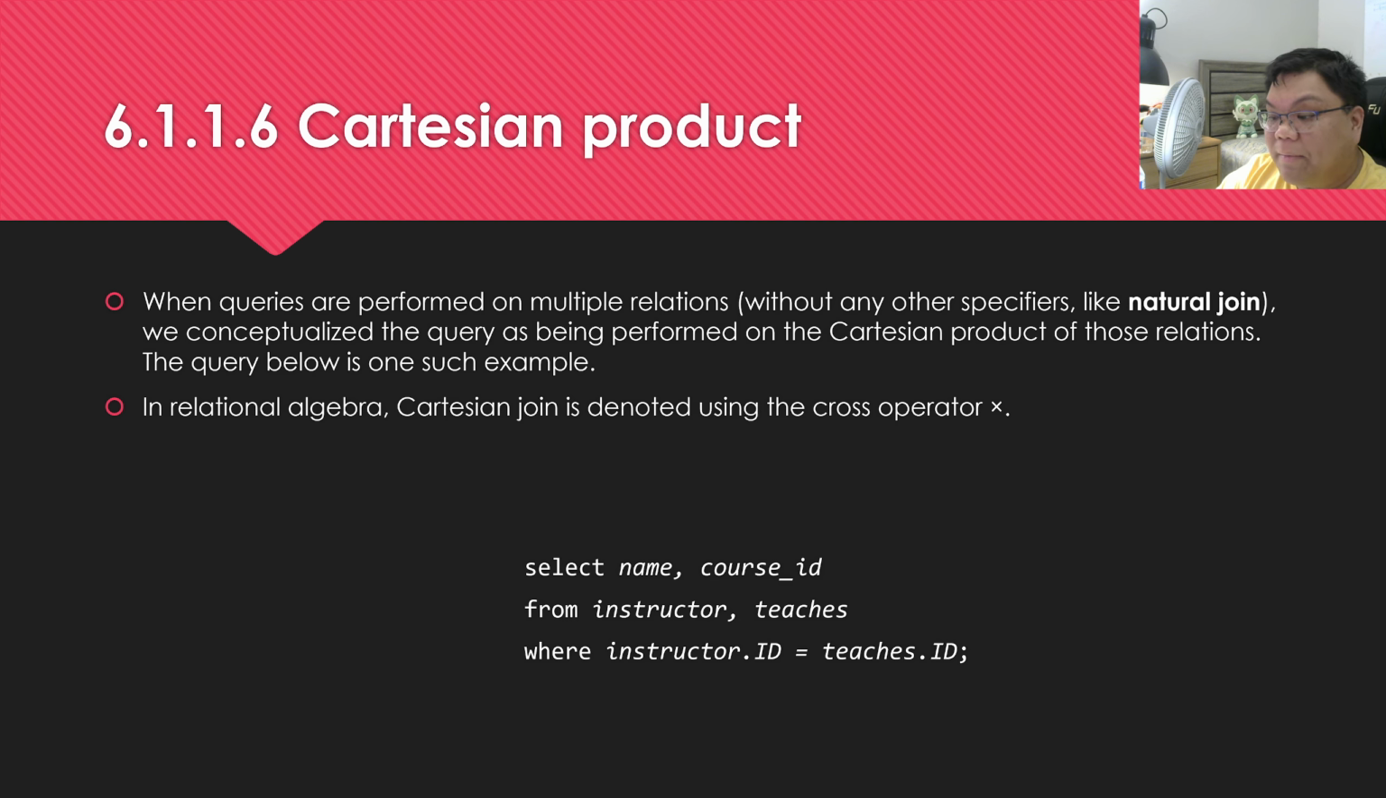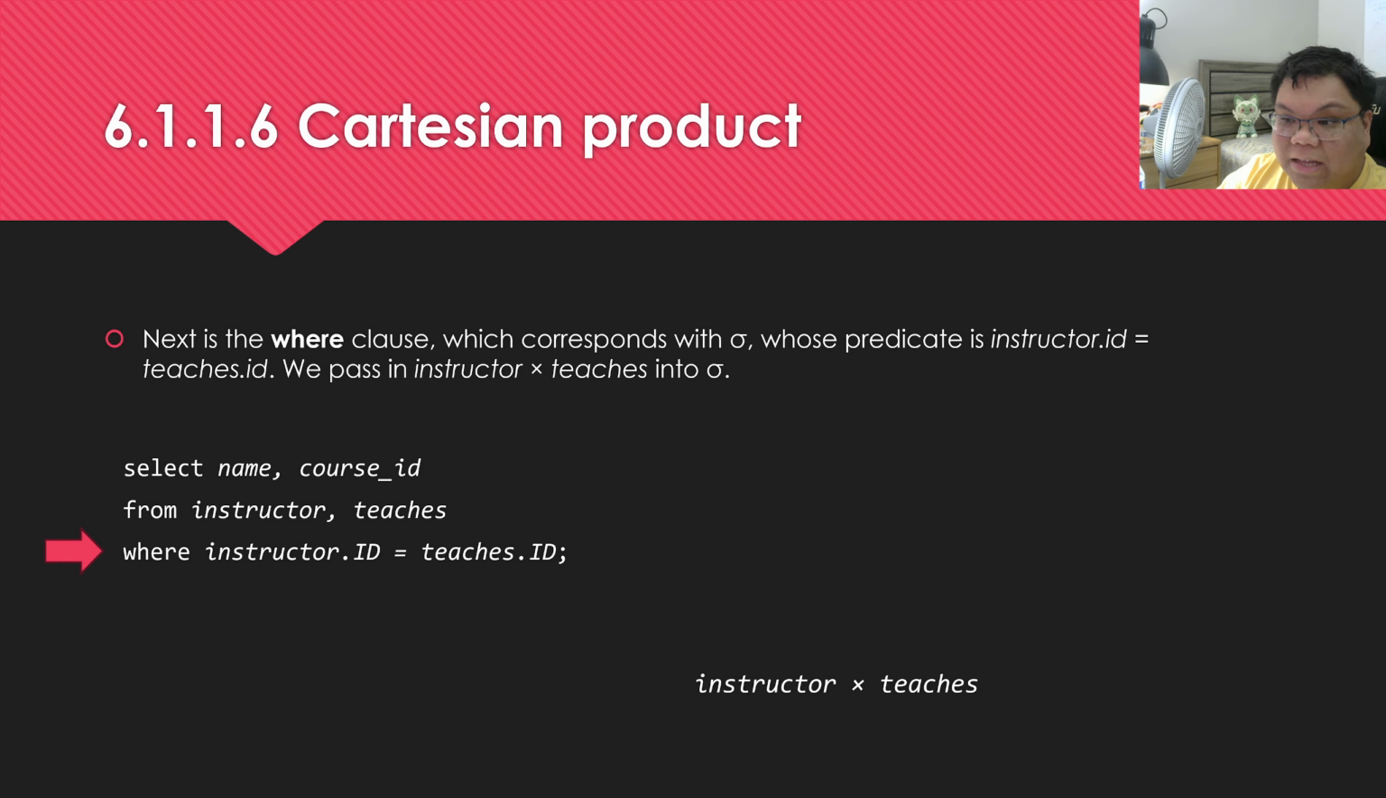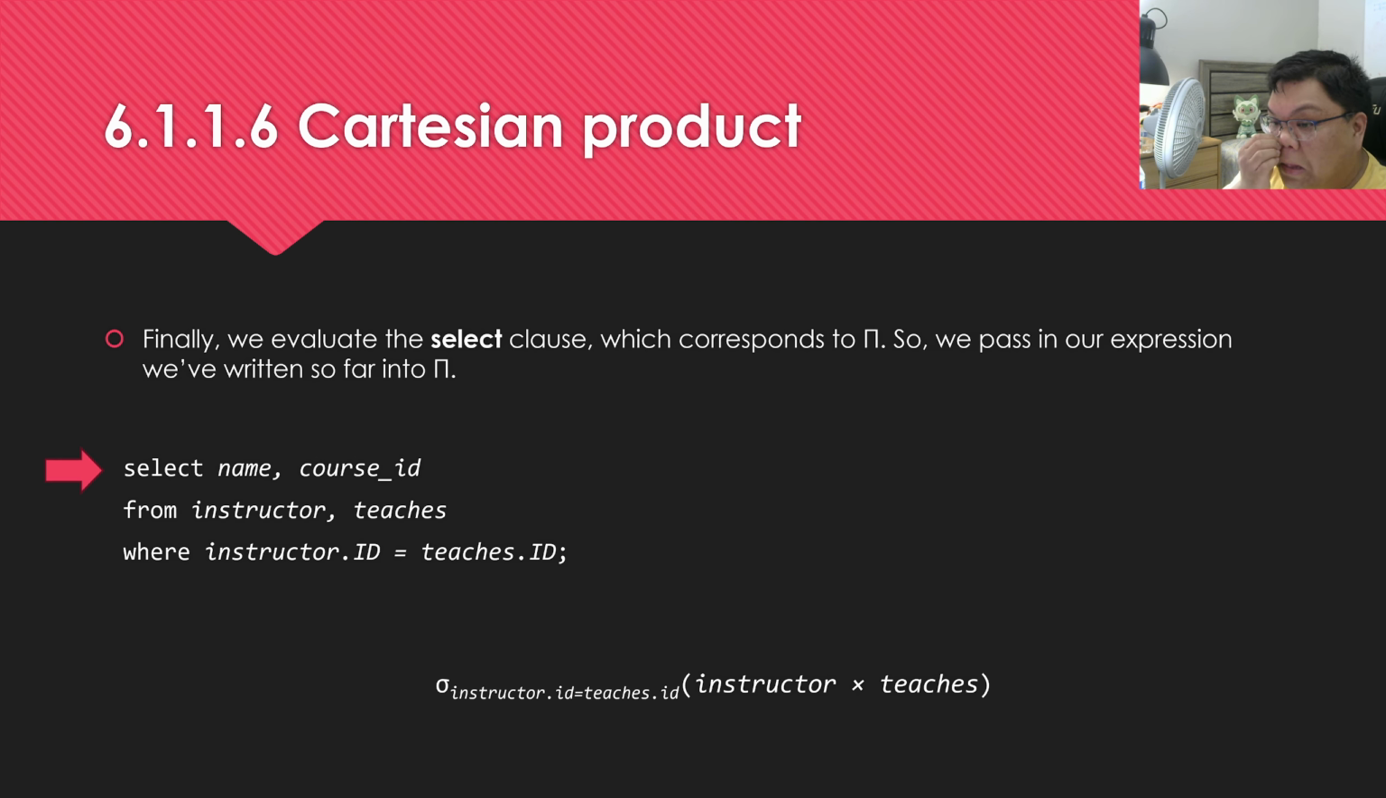Select name and course ID from instructor and teachers, where instructor ID equals teacher's ID. If we want to rewrite this expression using relational algebra, the from clause, instructor comma teachers, tells us we're doing the Cartesian product of instructor and teachers. The where clause tells us we are passing this into sigma, where the predicate is instructor ID equals teacher's ID. And the select clause tells us we're going to pass this expression into pi, where the attributes being selected are name and course ID. There we go.